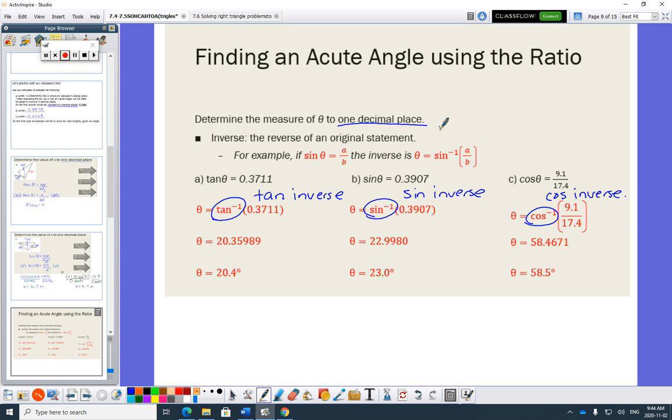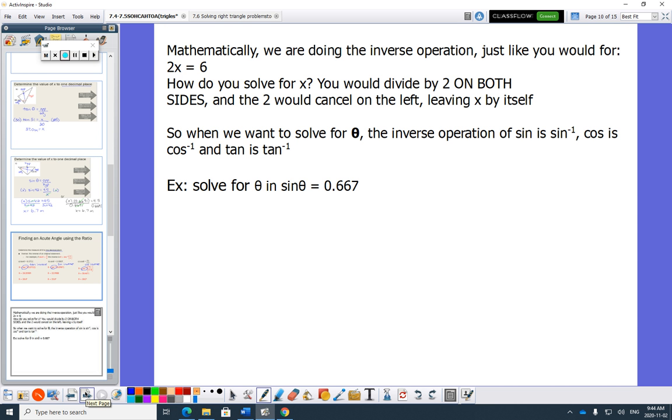So in grade 11, that's where you'll have to think about what kind of angle it is, and you'll learn something called the CAST rule. So we're really, like I said, just scratching the surface here. Okay? So this is in words what we're doing. Mathematically, we're doing the inverse operation, so what you do to both sides. If this is multiplying, then you have to divide on both sides. So if you want to solve for theta, you do the inverse operation, and then you get your answer.